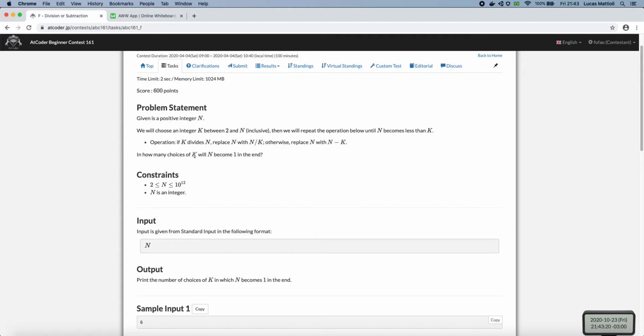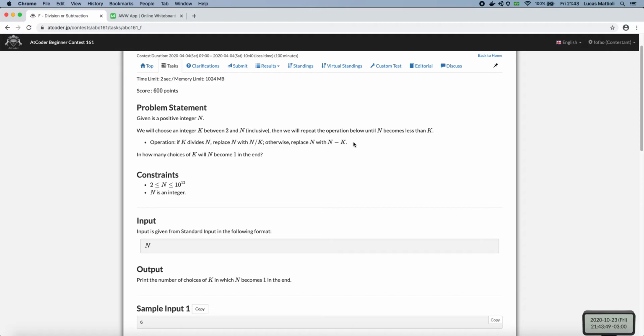I think the first thing is trying to think what property a k that makes an n become 1 in the end has. And I think this is a good goal to have, to discover properties that will make us arrive at 1. And to find this out, I think it's good to analyze how the operations are done.